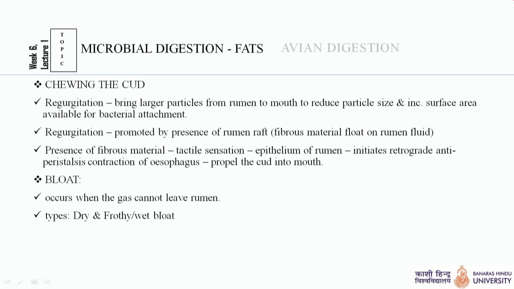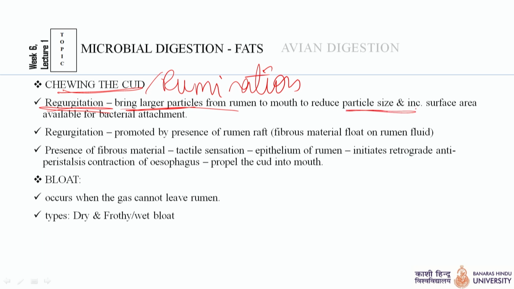Then the next aspect is chewing the cud, or you can say rumination. I told that ruminants spend around 8 hours per day just for chewing the cud or the rumination process. This is nothing but the regurgitation, or retrograde antiperistaltic movement, that leads to chewing the cud. So the regurgitation brings larger particles from the rumen to the mouth to reduce the particle size as well as to increase the surface area so that it is available for bacterial attachment.